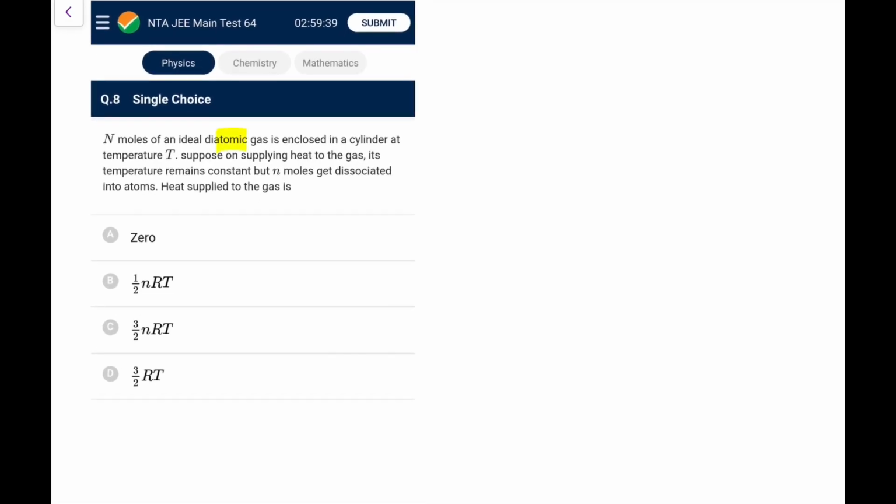N moles of an ideal diatomic gas is in a cylinder at temperature T. Suppose on supplying heat, the temperature remains the same, but n moles get dissociated into atoms. So first you have N moles of diatomic gas. Now small n has dissociated, so it will give 2n moles, plus you have N minus n moles of the diatomic gas. So this is diatomic, this is monoatomic. This was completely diatomic. Now what is the heat supplied? Because the temperature remains constant.